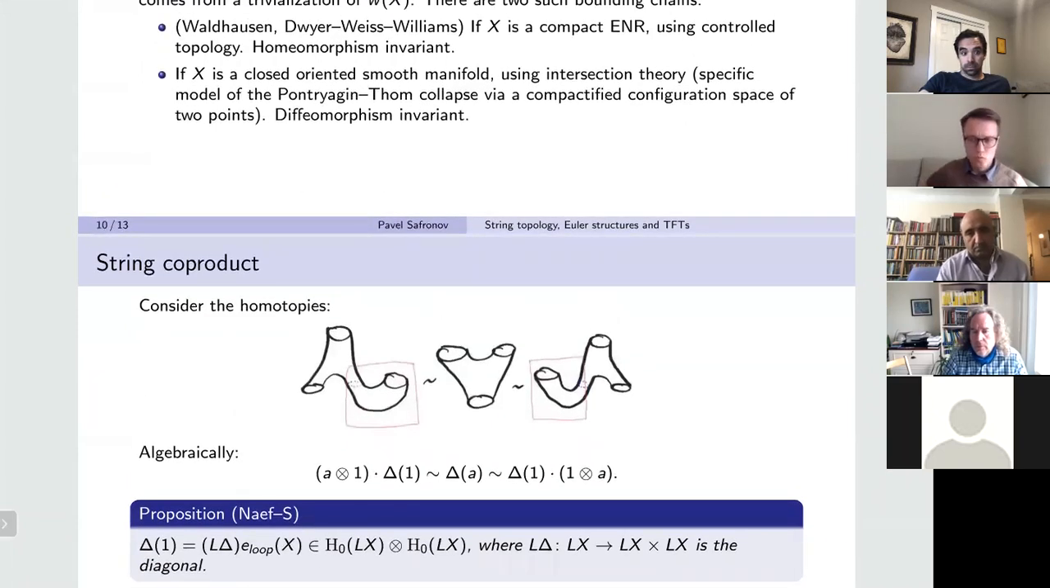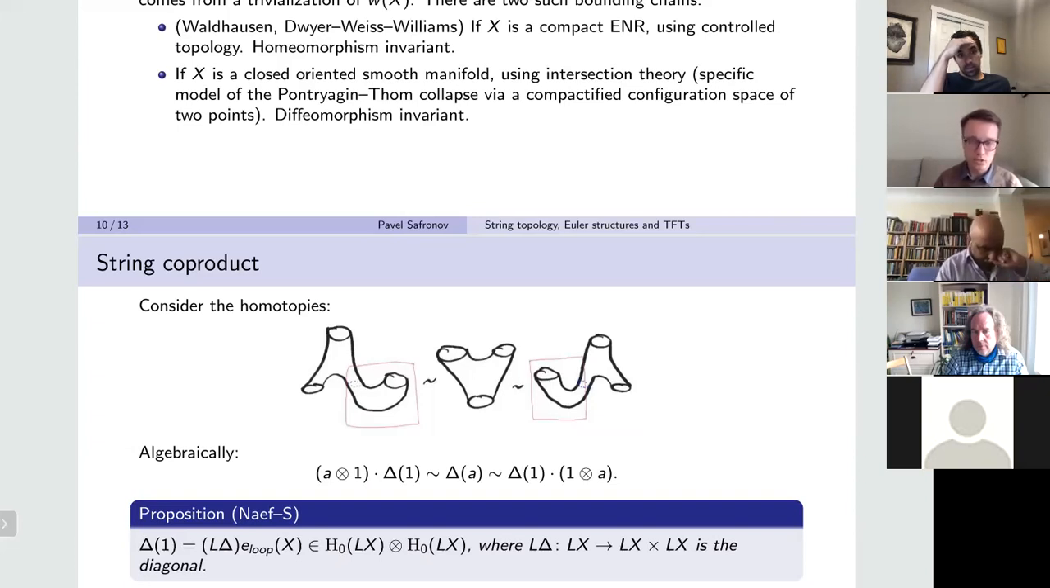Okay, so why is this useful? So let's look at the elbow and let's look at what the TFT attaches to that. This is actually a relatively easy computation. To the elbow, you attach this loop Euler class. The loop Euler class is a zero chain of the loop space. You push it forward on a diagonal map to Lx cross Lx, and that's the value of the elbow. So far this works for any homotopy type, for any finitely dominated homotopy type.